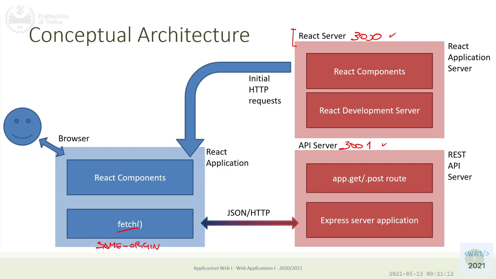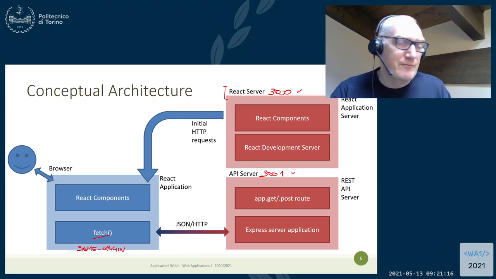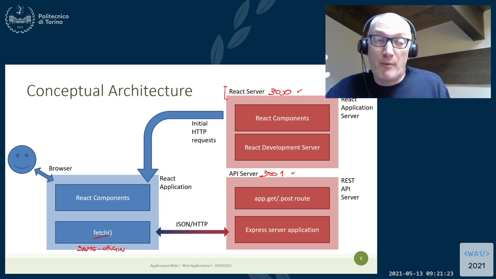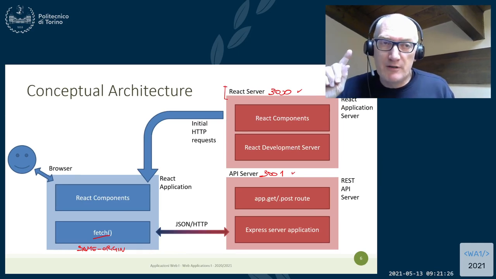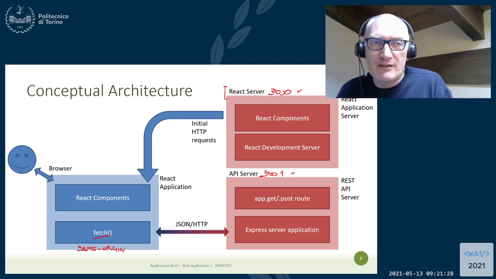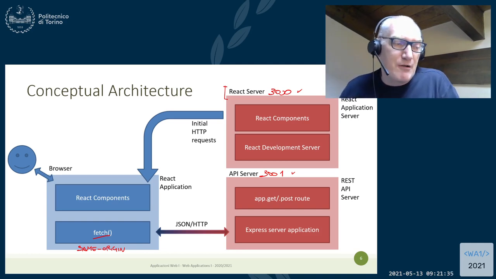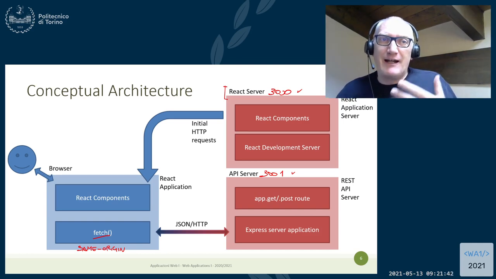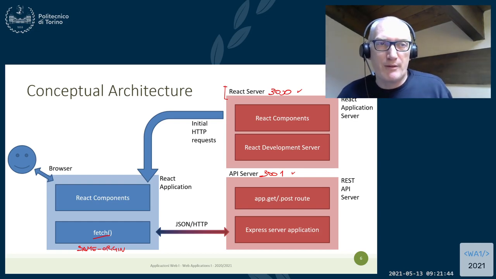So this is the basic idea. This is what we want to get. It's the minimum that we need to have. We need the React development server in order to start the React application, at least in development mode. In production mode, it will be different. And we need a different API server where we implemented our routes and our APIs, get and post and whatever. How can the two live together and be compatible with the same origin policy?